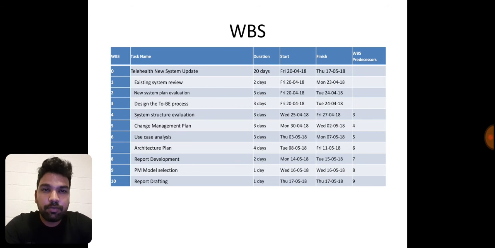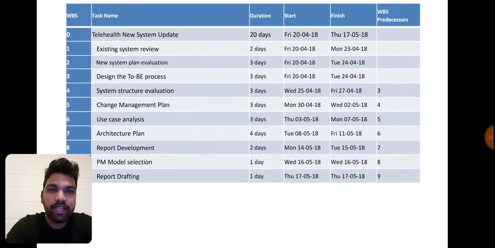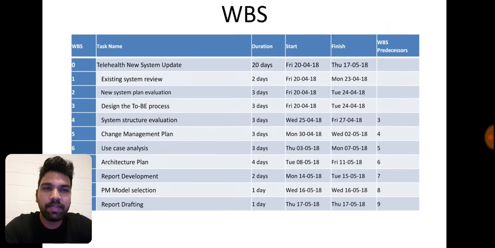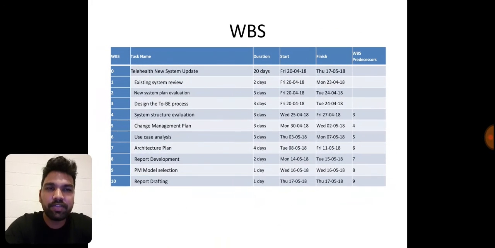So here is the WBS. It is divided into 10 categories in a row, and you can see in the column it is divided into 5 different categories. So for example, we can take for task name the telehealth new system update. It takes 20 days of duration, and we started on Friday the 20th of April '18 and finished like so. You can see all the remaining others of the WBS respectively.